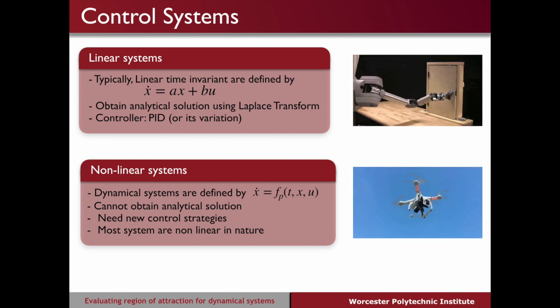On the other hand, nonlinear systems are dynamical in nature, in which a function describes the time dependence of a point and are defined by x dot is equal to f of t, x, u, where t is the time, x is the state, and u is the input, which are shown here.